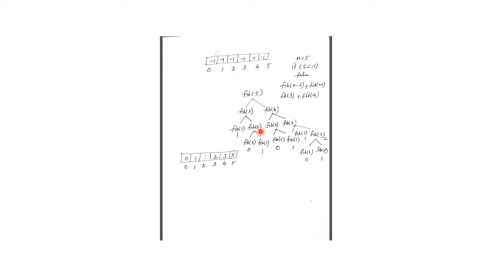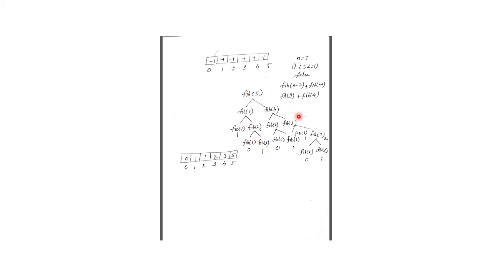Here, the FIB of 2. FIB of 2 is divided into FIB of 0 and FIB of 1. So we know already FIB of 0 is 0. Here we have calculated the value of FIB of 1 already. So in this part it is not required to recompute FIB of 1. So we will look up into the table for FIB of 1. So already it is computed. So we will pick up the value of FIB of 1 as 1 and we can store it here.